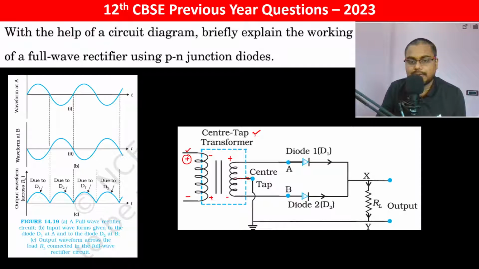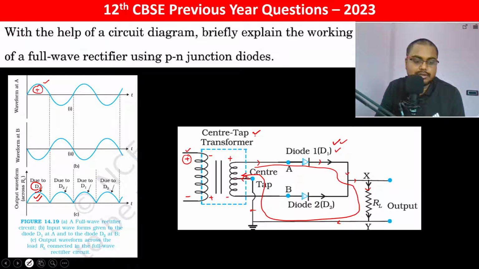So now if you see, then this is positive, so current flows through the diode 1, and then the current goes through diode 1, it goes here like that, so this is how the circuit is completed. Okay, when the AC is positive for the top, you can see waveform at A, when this is positive, therefore the current is like this. Okay, due to D1, so D1 is active.